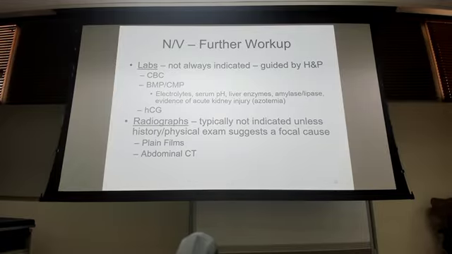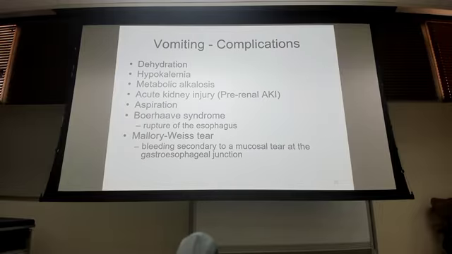Usually no radiographs unless you have some warning signs, right? The warning signs or symptoms. Then we can look at plain films or an abdominal CT if we have more severe signs and symptoms or worrisome alarm signs and symptoms. Complications: hypokalemia, because you're vomiting it all out, right? Metabolic alkalosis, because you're vomiting out acids, so your blood is getting too alkaline.